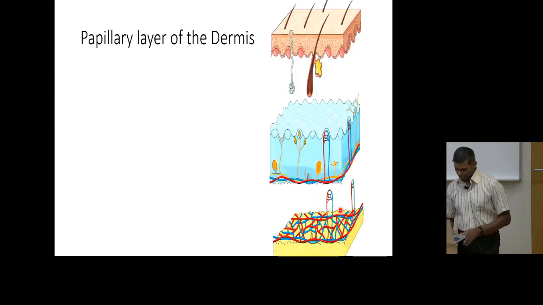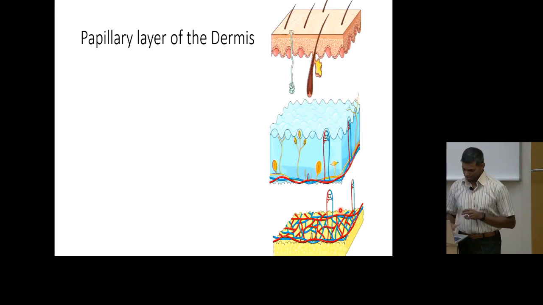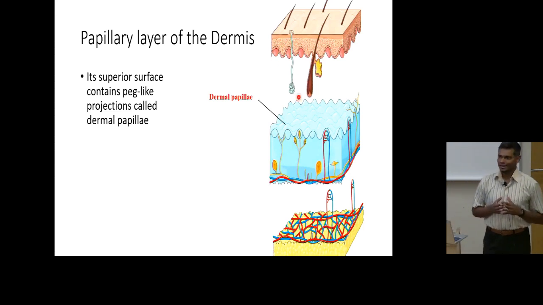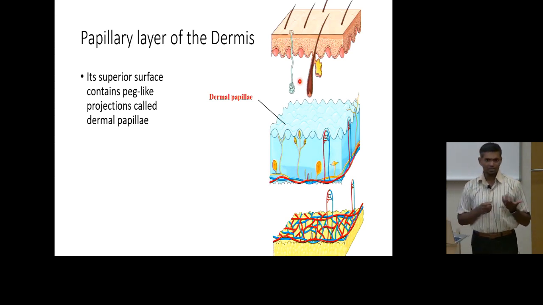Okay, moving on. We're going to talk a little more about the papillary layer of the dermis. You notice that this papillary layer has these peg-like projections called dermal papillae, and it is these peg-like projections which help attach to the epidermis. Right? And we will see how these projections interact with the epidermis to lead to the epidermal ridges, which are eventually responsible for the fingerprints.